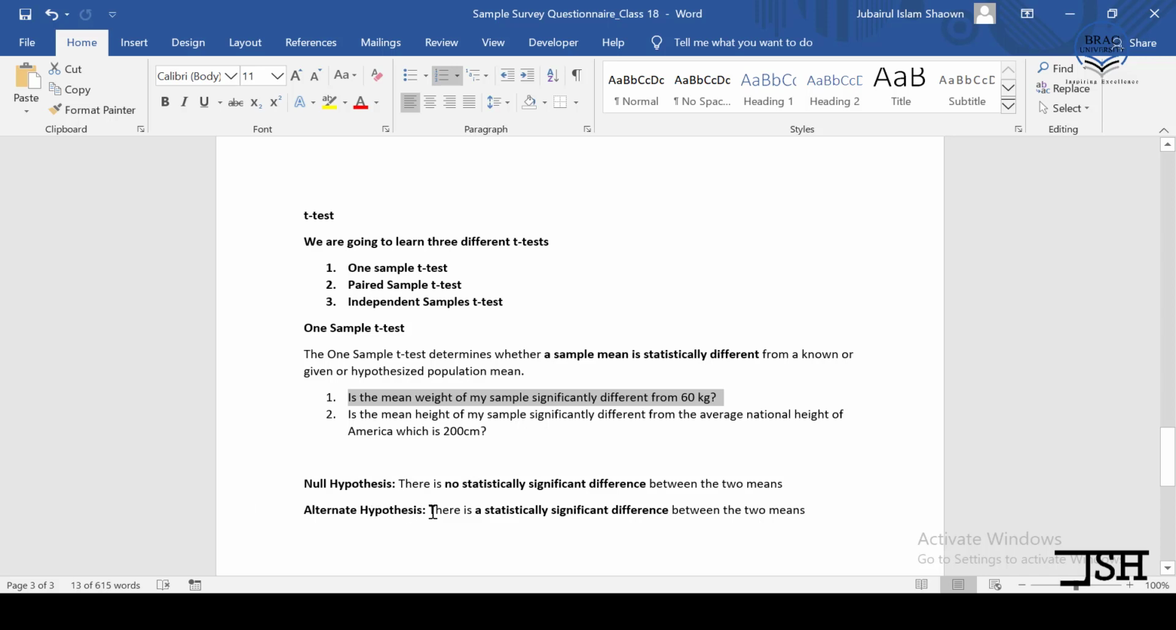Why? Because the alternate one said that there is a statistically significant difference. And from our analysis, we also found out that yes, there is a statistically significant difference. So that is why we are rejecting the null hypothesis and accepting the alternate one for question number 1. So that's it. Now I guess the concept is clear to you.